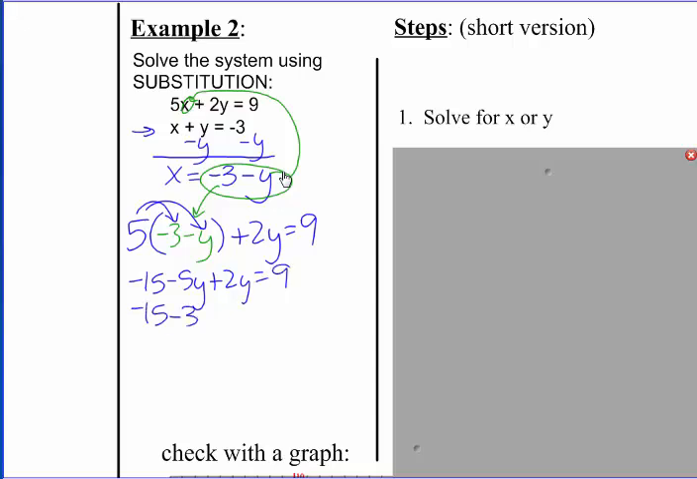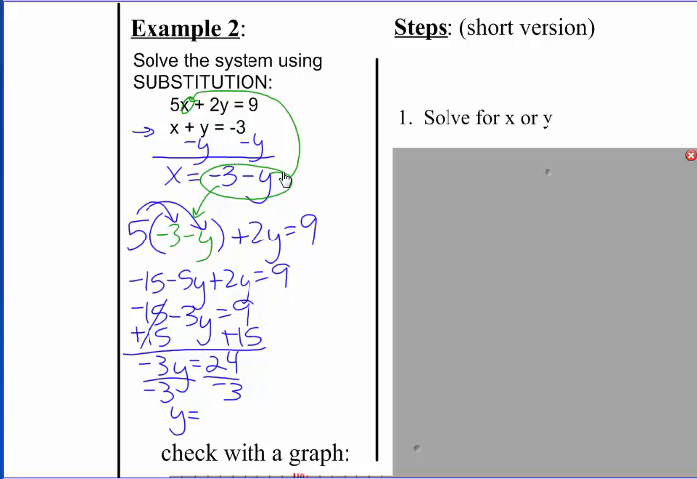Negative 15 minus 3y equals 9, plus 15. So negative 3y equals 24. Divide by negative 3. y is equal to -8. So you found the y value.